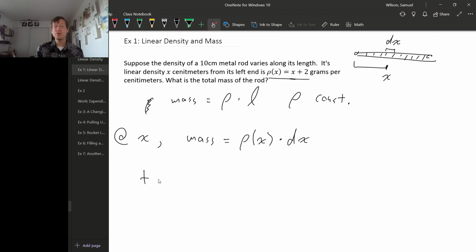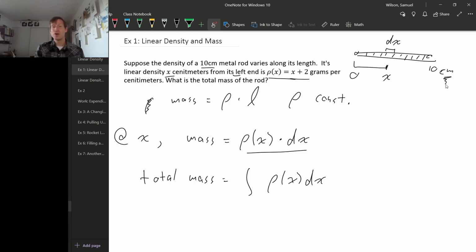Now we can find the total mass just by putting together all of these little bits of mass. So integrating rho of x dx. How about our bounds? Well, x is the distance from the left-hand end. So at the left-hand end, x is 0. This rod is 10 centimeters long, so at the right-hand end, x is 10 centimeters.